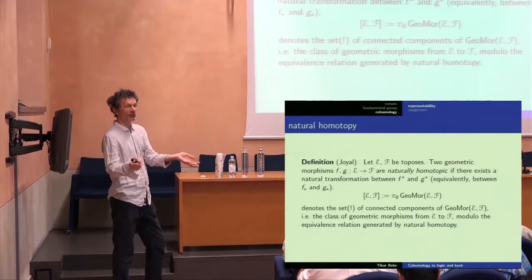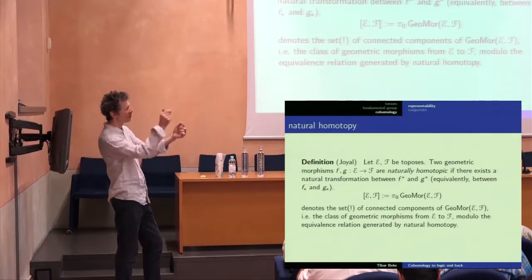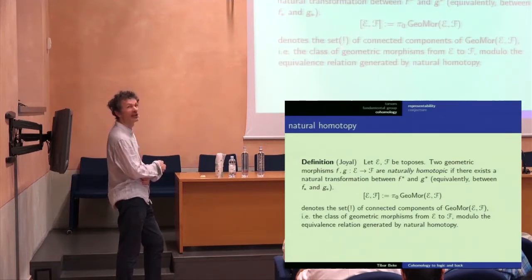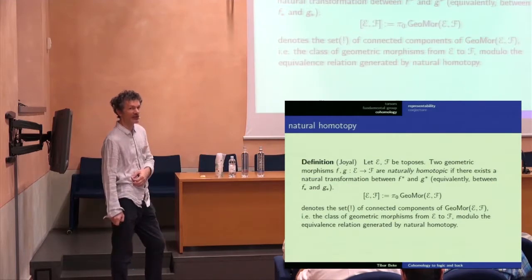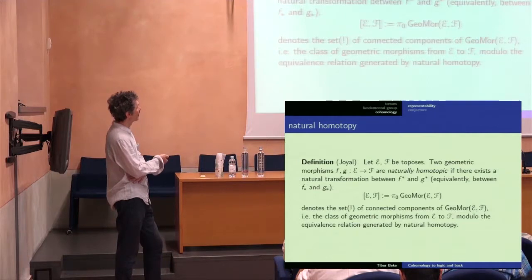And so any category has a set of connected components, objects modulo the morphisms. And here I emphasize that this really is a set. If E and F are Grothendieck toposes, it's a set. It's the same kind of argument with accessible categories that you can do to say that you have a set-valued invariant. And Joyal, I believe it's due to Joyal or to Rafe, called it natural homotopy.